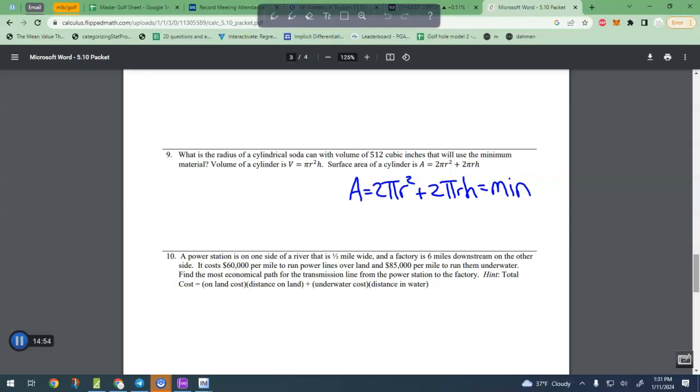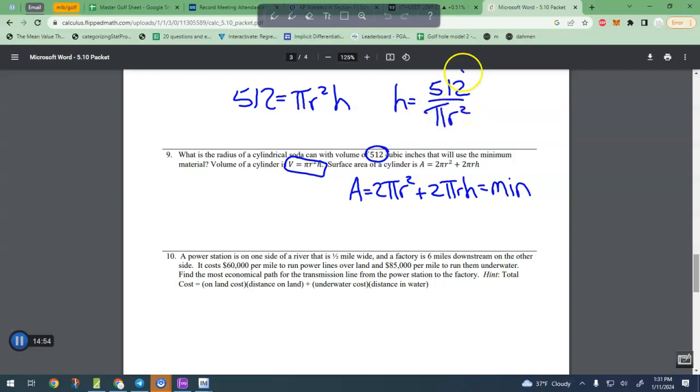So they gave me that the volume is 512. They gave me the formula for volume, so I know 512 equals pi r squared h. So then I can use that to find out what h is. So h is going to be 512 over pi r squared, and that will just go in that spot there. And then you have all r's in there.